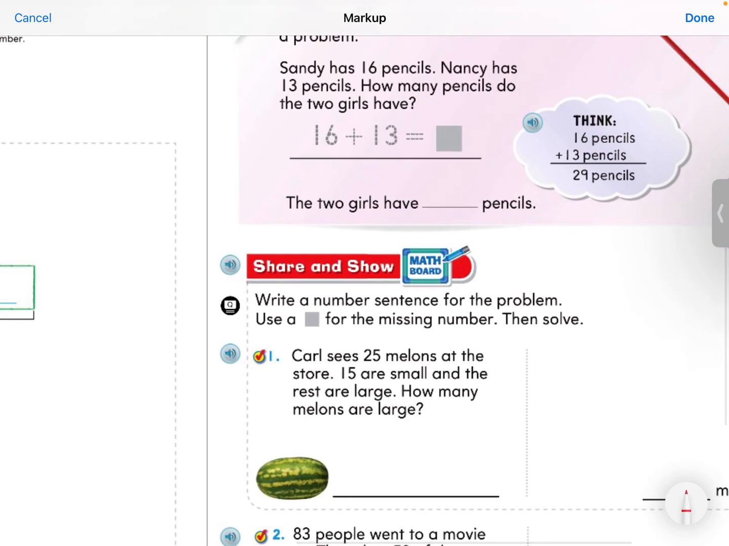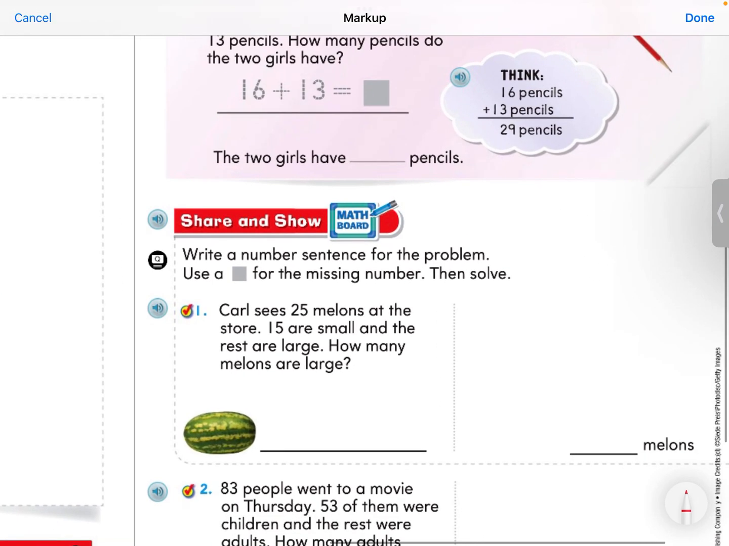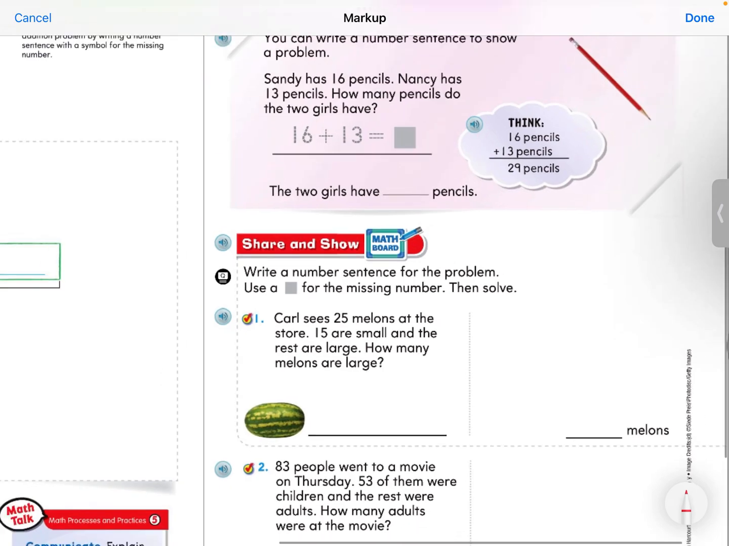Okay, so our directions for number 1 say to write a number sentence for the problem and then use a blank for the missing number, and then we are going to solve. So number 1 says that Carl sees 25 melons at the store. 15 are small and the rest are large. So how many melons are large?